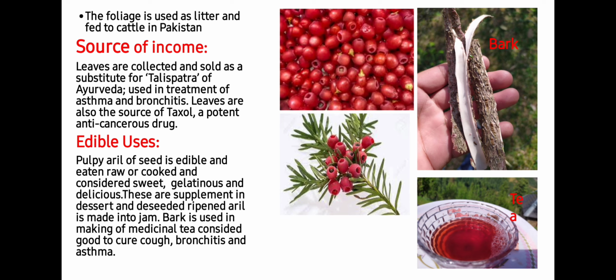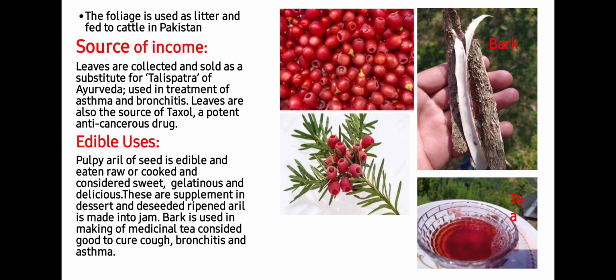Source of income. Students, leaves of Taxus are collected and sold as a substitute for Tulsi Patta of Ayurveda, used in the treatment of asthma and bronchitis. Leaves are also the source of Taxol, a potent anti-cancerous drug. So, the leaves are a source of income for the local people.